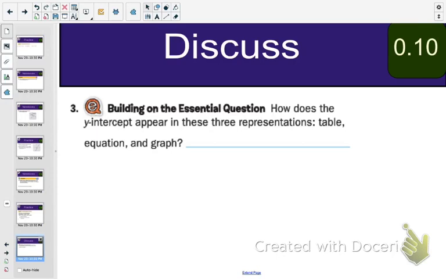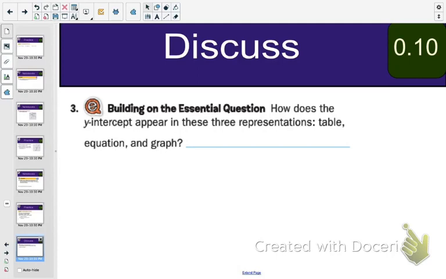But when you're looking at a graph, the y-intercept just appears where the line crosses the y-axis. So that's where your y-intercept is going to be. In an equation, that's going to be the b. Okay, y equals mx plus b. Your y-intercept is the constant term, is what we call that, because there's no variable attached to it. So that's going to be the b.